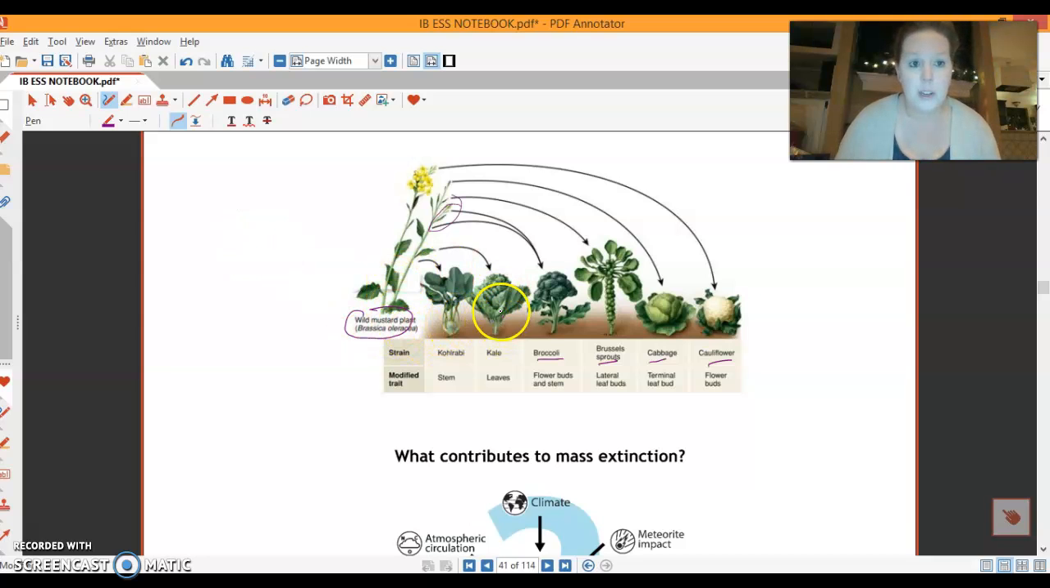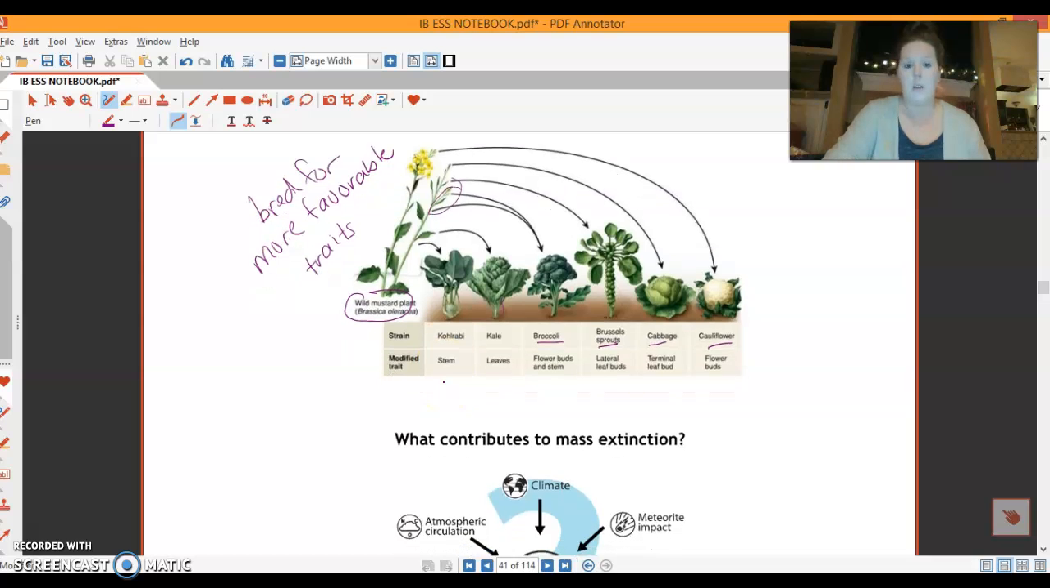So this mustard plant, we say, was bred for more favorable traits. Sorry, y'all, I'm at home, so you're going to hear my dogs barking. Thankfully, my kids are in bed right now. All right.